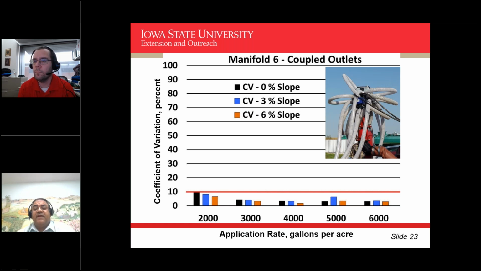We tested 8 of those. Others we just coupled according to the manufacturer and instructions, and tested out how much distribution variability was, and this one tested out pretty good, below that 10% mark, and in several measurements we were even below 5% variability on this particular manifold.